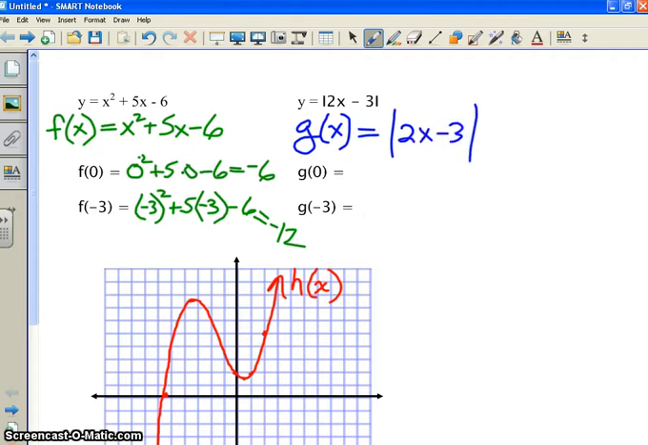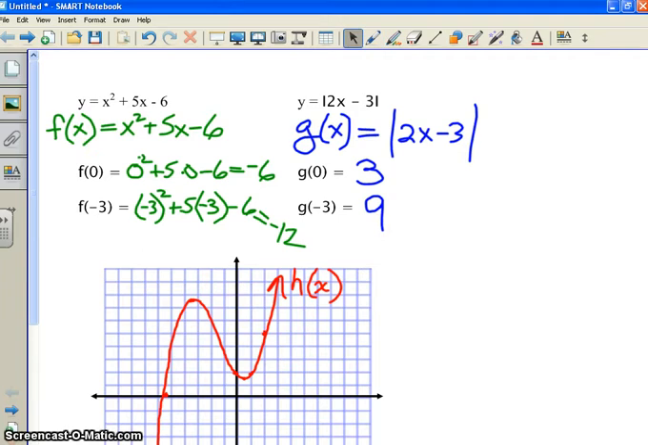And then if I want to evaluate different x values into that function, I'll go, okay, I'm putting 0 in as my input. So 2 times 0 is 0, take away 3 is negative 3. The absolute value of negative 3 is positive 3 because it's 3 away from 0 on the number line. And then same thing, g of negative 3, if I use negative 3 as my input, what am I going to get as my output? 2 times negative 3 is negative 6, take away 3 is negative 9. Absolute value of negative 9 is 9. So my output is 9.